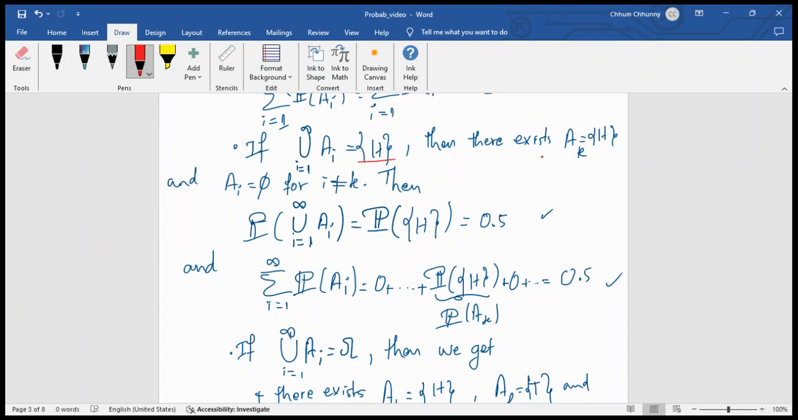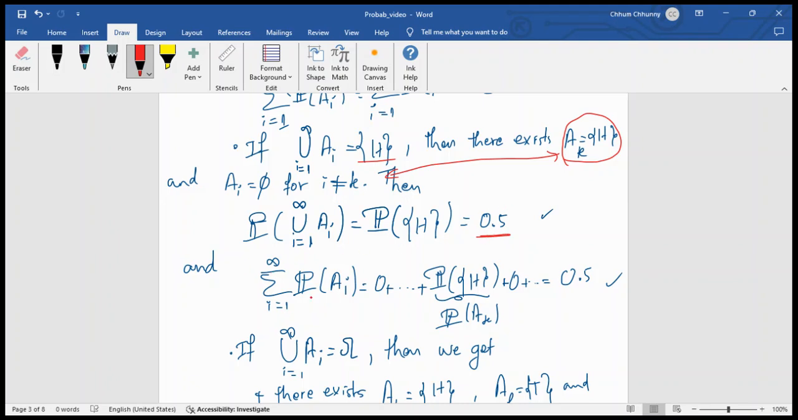from the pairwise disjointness of AI, we can derive that there exists a set AK equal to the set of H, and the rest are equal to the empty set. So from this consequence, we can get the left hand side of the equality, that P of the union equals P of H equals 0.5. 0.5 is from our example.